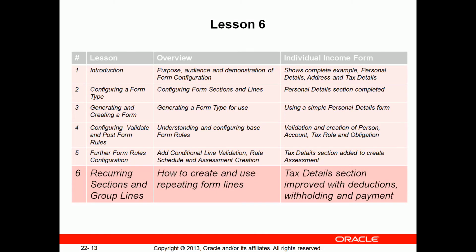In Lesson 6, we're going to have a few topics, but the main one will be creating repeated form lines. We'll see this as an example in the tax details section, where we want to have a deduction, where we can have multiple deductions, so multiple repeated lines of deductions, and we'll show you how that's done using a group line, a special type of form line. We'll also be adding in other form rules like withholding and creating payments.